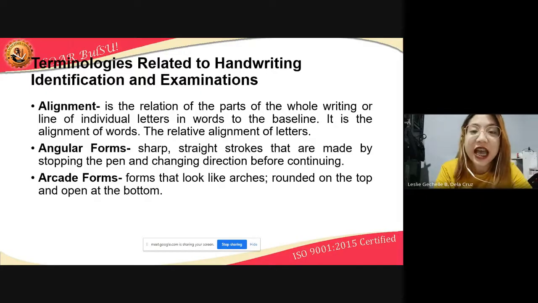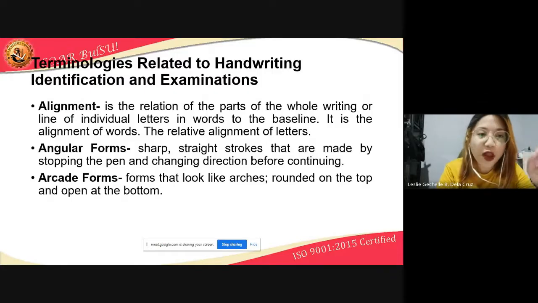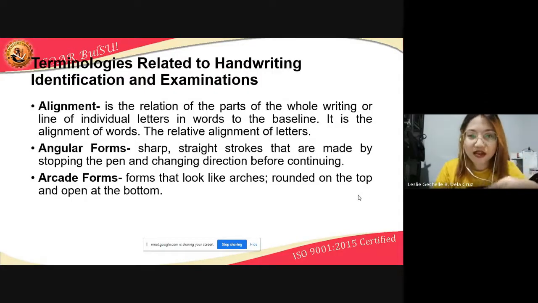Okay, so first is alignment. It is the relation of the parts of the whole writing or line of individual letters in words to the baseline. When we say baseline, as in yung literal na linya kung saan nakaapak yung mga letra. Pero minsan, katulad nitong sa presentation natin, wala siyang actual na linya, di ba? Pero meron siyang imaginary line. Dito, di ba, pantay sila. Yan yung baseline. Yung pinag-aapakan ng mga letra.